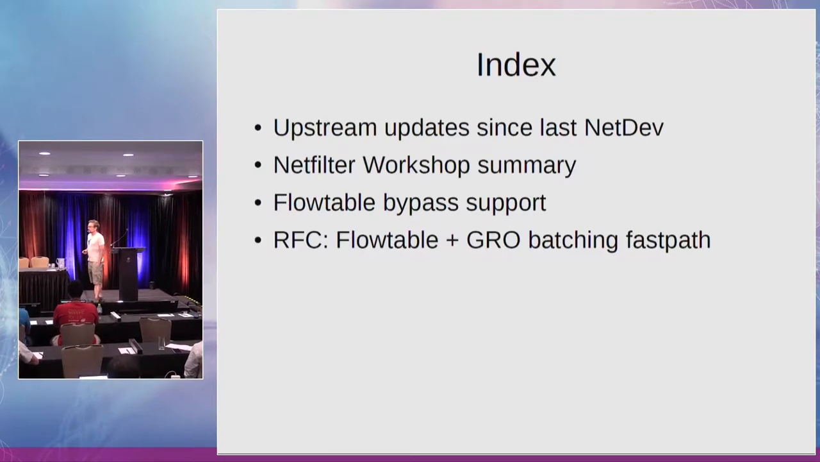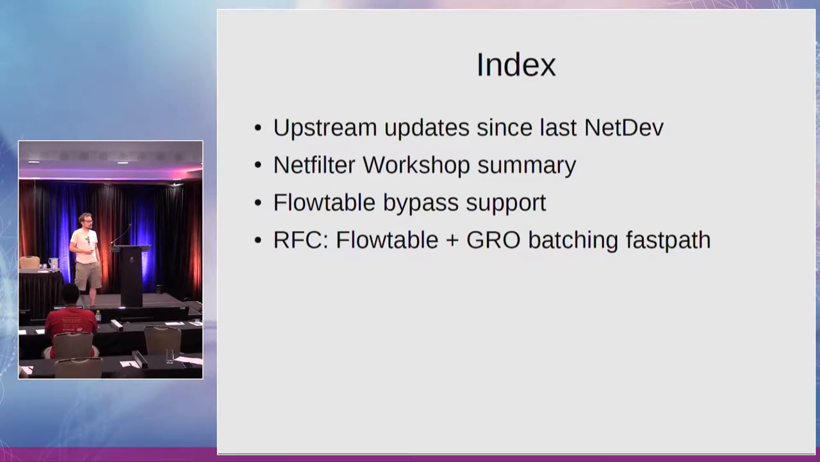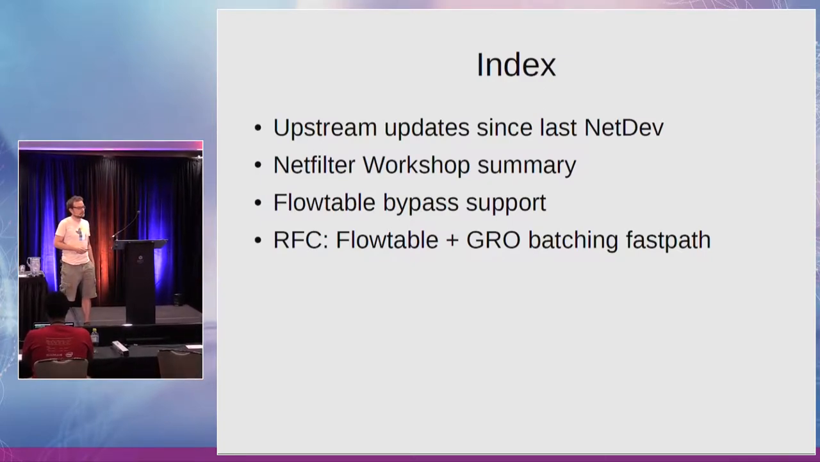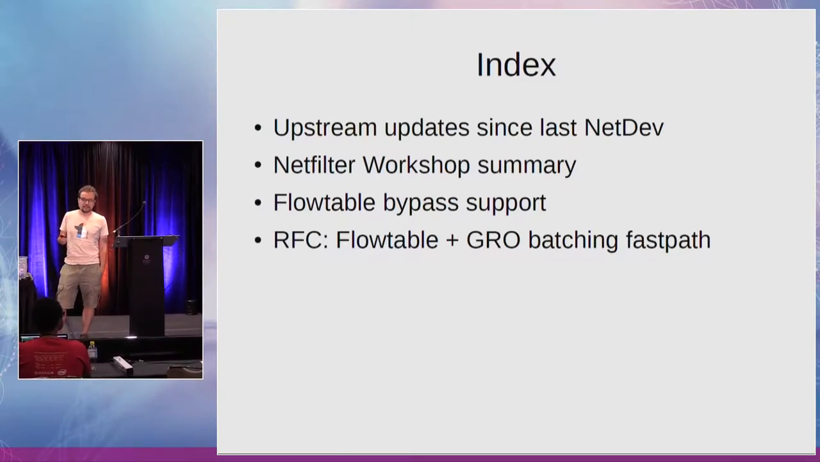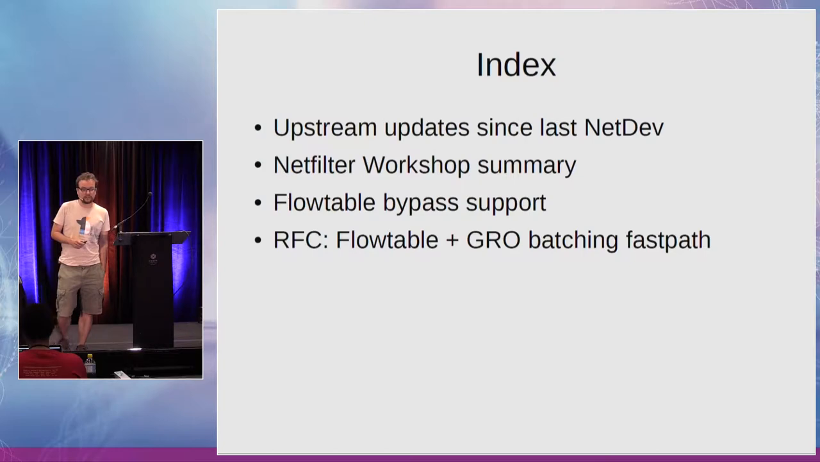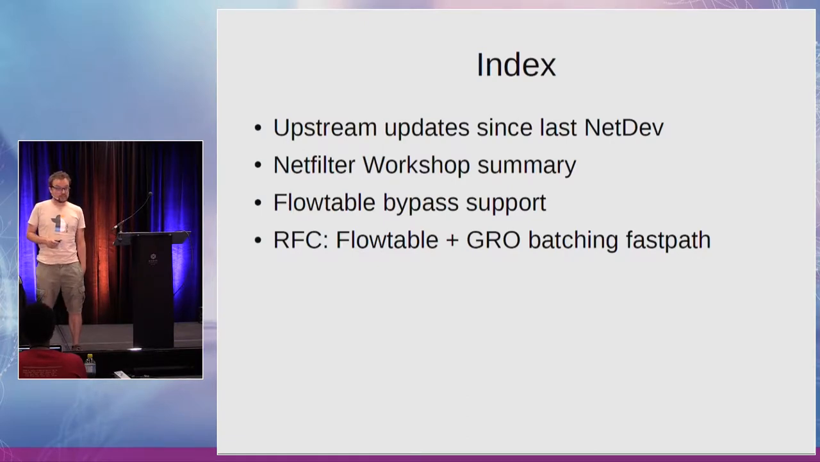So, I'm going to make a quick summary of what has happened in Netfilter in the last 6 months since the last Netdev conference, and then I will also make a summary of what happened in the Netfilter workshop that we had just weeks ago in Germany. Also, I'm going to make another pass on top of the flow table bypass support that was discussed in the previous conference but got merged upstream back in January, so it's been already a while, and we got some changes on that front. I'm also going to take a bit of time on the RFC that Stephen and I sent as a joint work, basically to combine the idea of the flow table with the GRO engine to provide a new fast forwarding path.